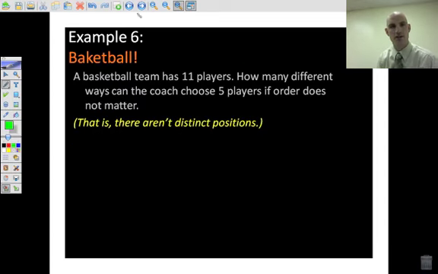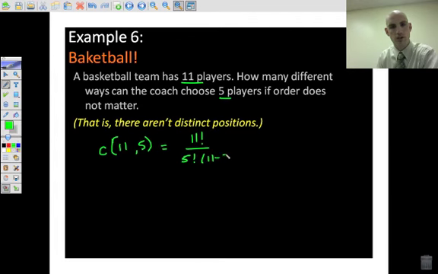Okay? Here's another example. Let's consider a basketball team. For a moment, we're not ranking them or putting them in any specific positions, so we have 11 players and we want to choose 5 of them. Well, we're going to choose 5 of those players from 11. What this gives us is 11 factorial over 5 factorial, 11 minus 5 factorial. It's a simple formula that we're plugging into.